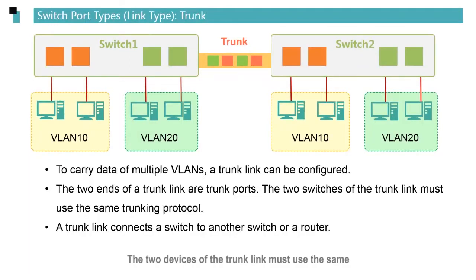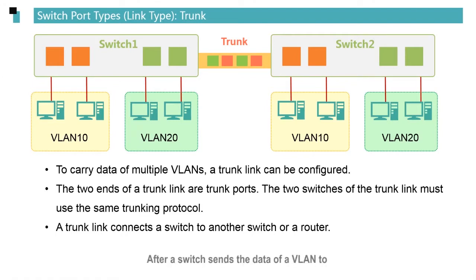The two devices of the trunk link must use the same trunk protocol, and their ports that form the two ends of the trunk link are called trunk ports. Multiple VLANs can be created on the switch, and each service department is assigned a specific VLAN. Ports on the switches are assigned to VLANs. Be careful when you connect two switches on which VLANs are deployed. The link between the two switches will carry data of multiple VLANs.